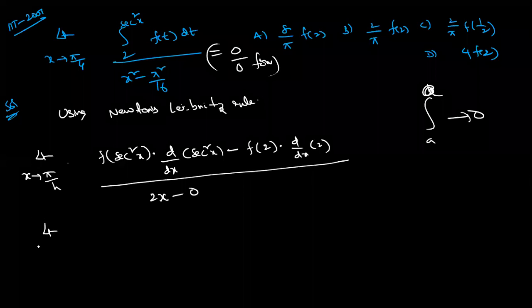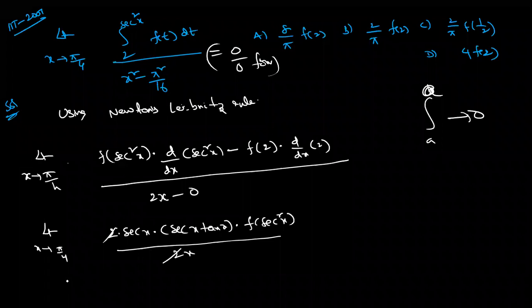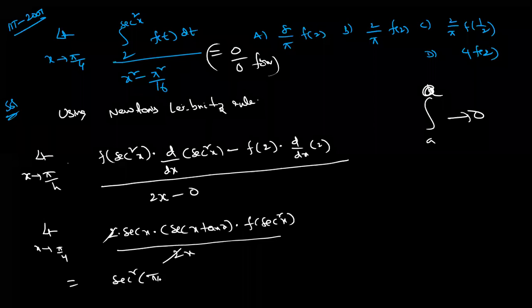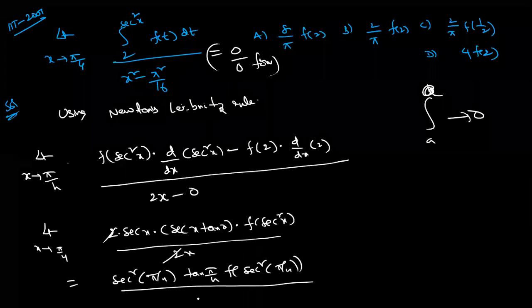Limit x tends to pi by 4. The derivative of secant square x is how much? 2 secant x into, again, the derivative of secant x is secant x tan x, into f of secant square x as usual, minus 0, by 2x. Now put x is equal to pi by 4. How much is coming? Secant square pi by 4 into tan pi by 4 into f of secant square pi by 4, by pi by 4.